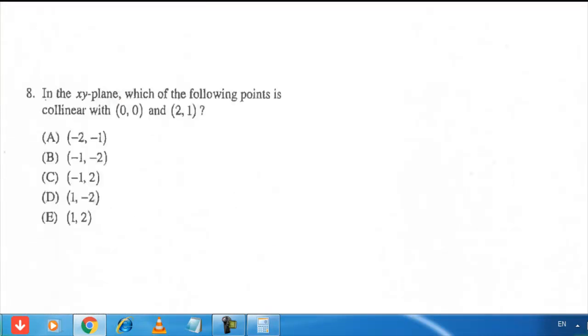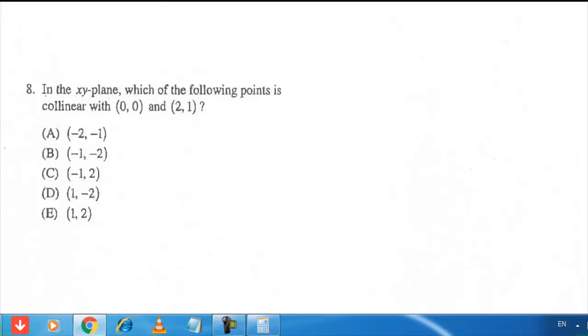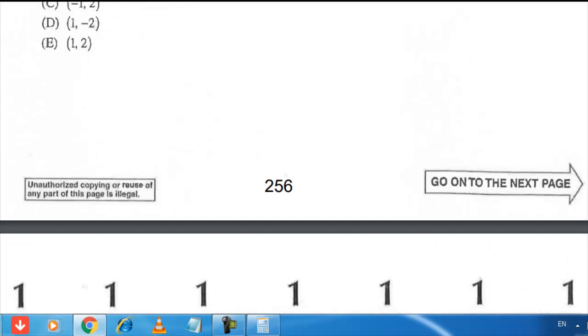In the xy plane, which of the following points is collinear with 0, 0 and 2, 1? To find the point which is collinear with the other points, they should have the same slope. You know how to find the slope of a straight line, what we studied before in SAT 1: y2 minus y1 divided by the rate of change among the x coordinates, x2 minus x1. So it's here 1 over 2. The only one of those is negative 1 divided by negative 2, which gives the same slope. So A is the point which is collinear with the other 2 points, with the origin.